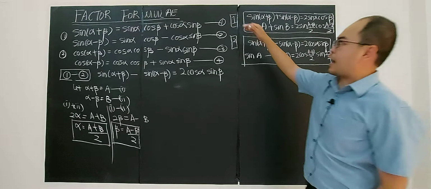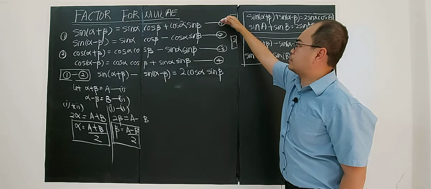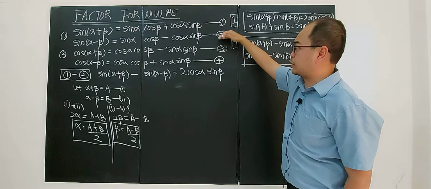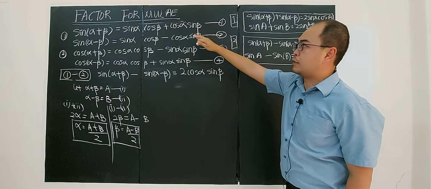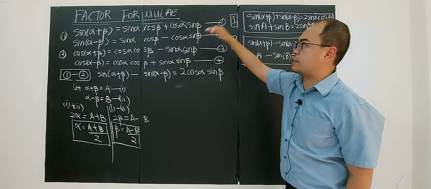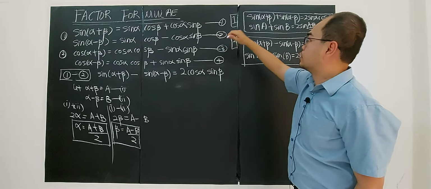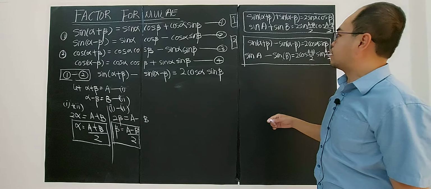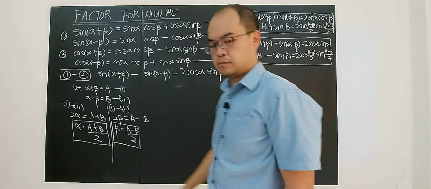After subtracting equation 2 from equation 1, this is a compound angle formula. I'm subtracting the compound angle formula. So if I add, I will get the first formula. Now again, I will derive another 2 formulas for you.